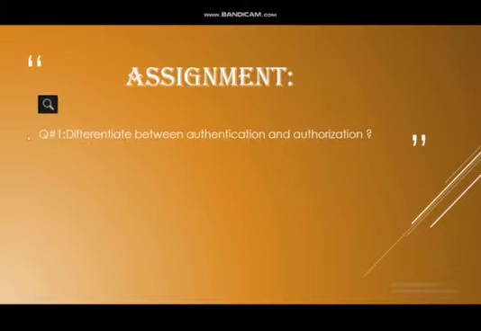So you have an assignment for today. The first question is to differentiate between authentication and authorization. What is authentication and what is authorization? You have to write in detail, but let me tell you in short. Authentication means identifying a person, and authorization means allowing a person to access a computer network.